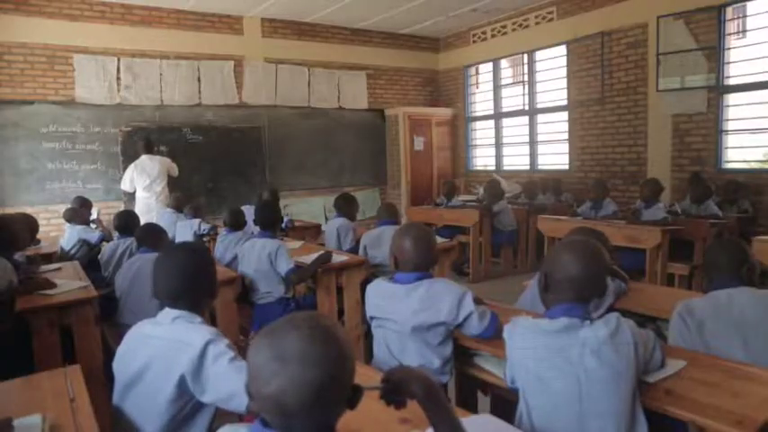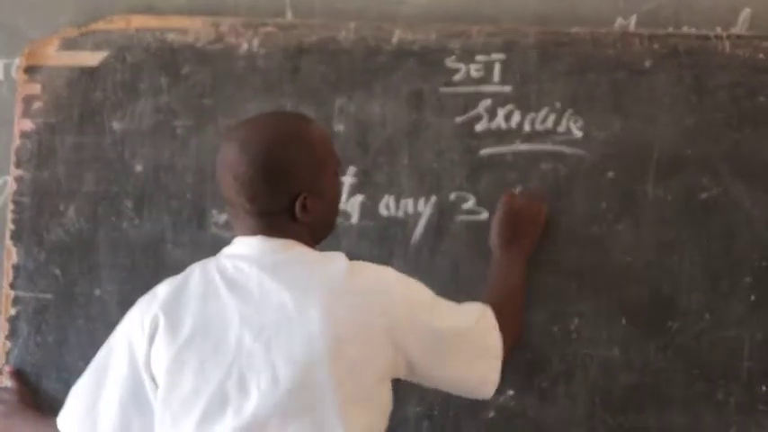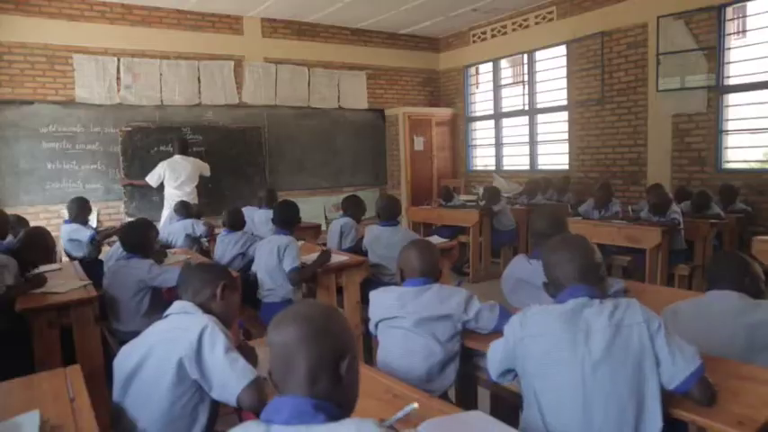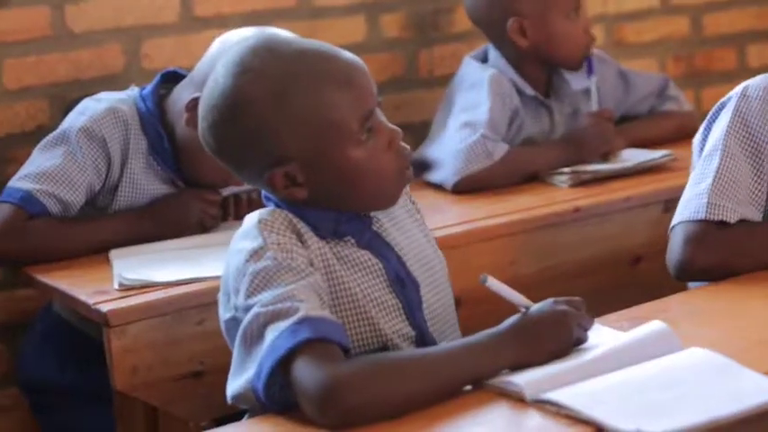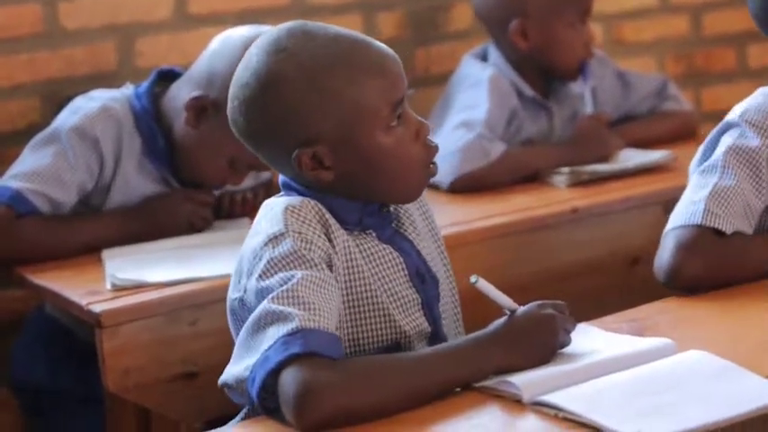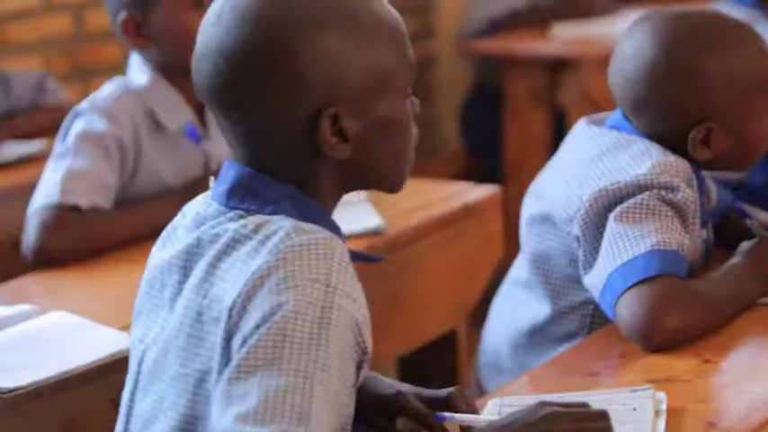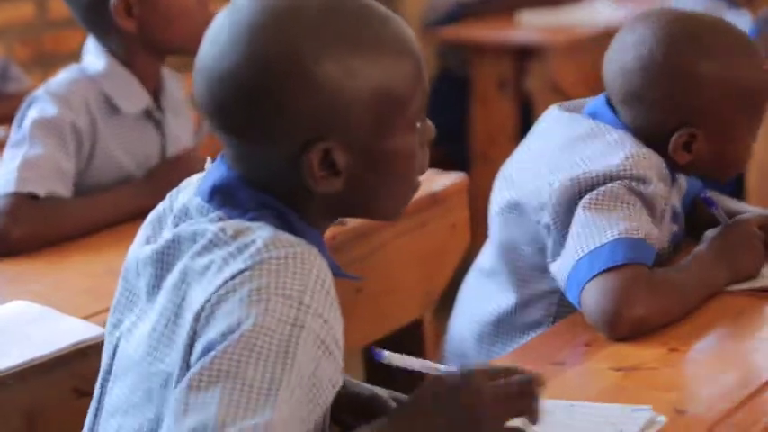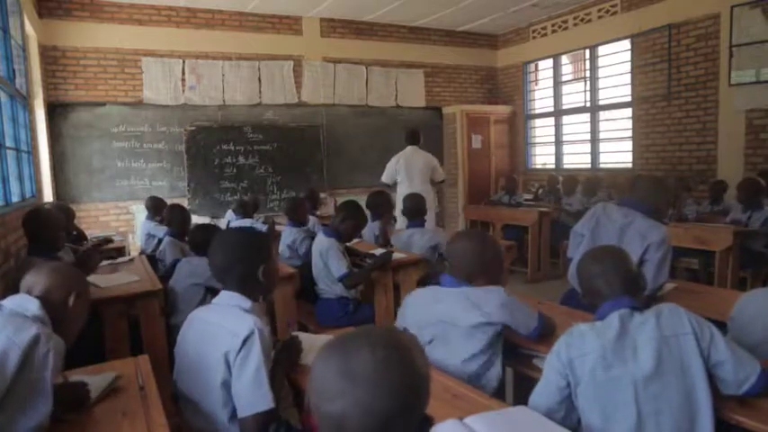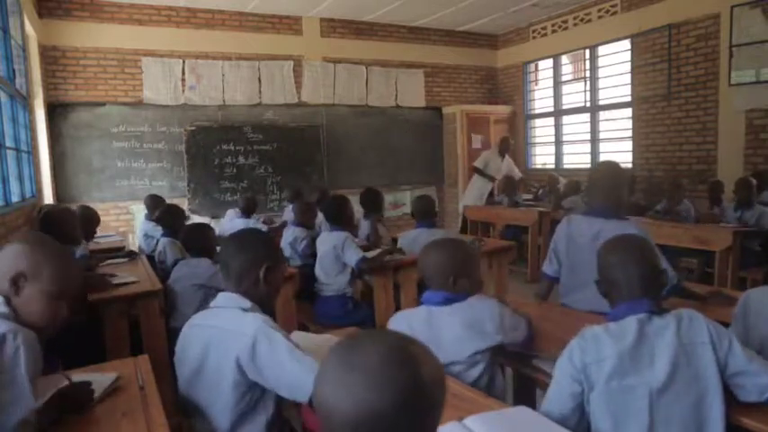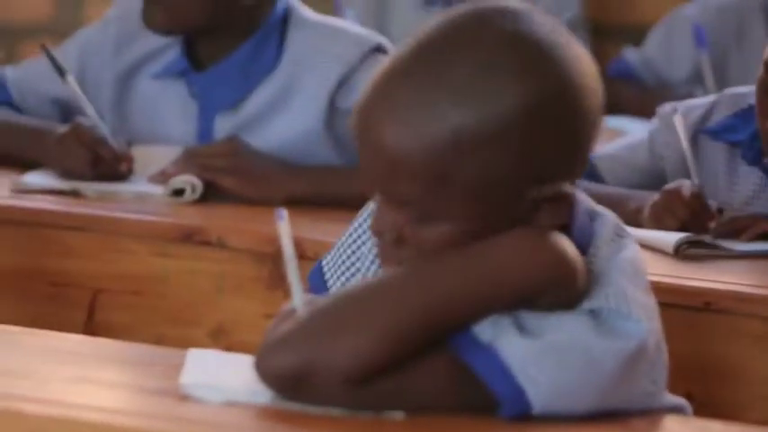I want you to write N3 mammals. You give N3 examples of mammal. I want you to match the lists. We have list A and list B. Okay, please, pens down. Pens down. That's on the chalkboard.